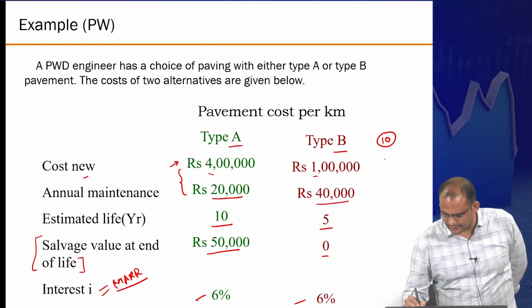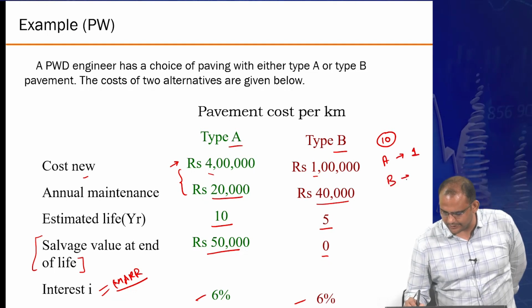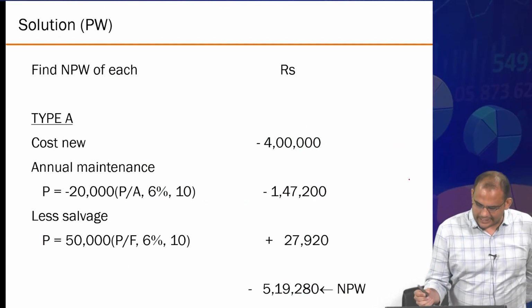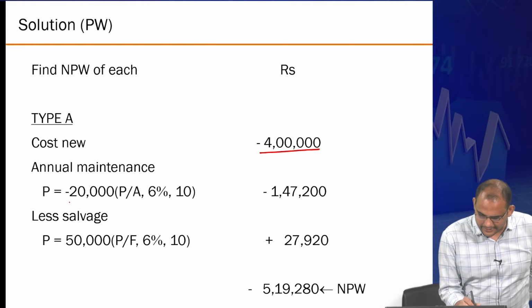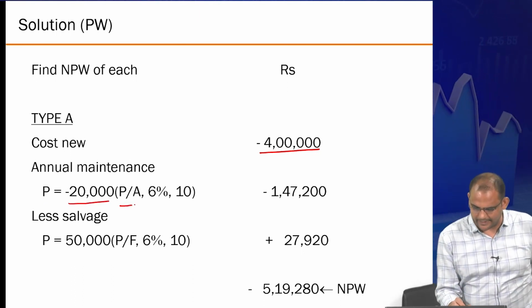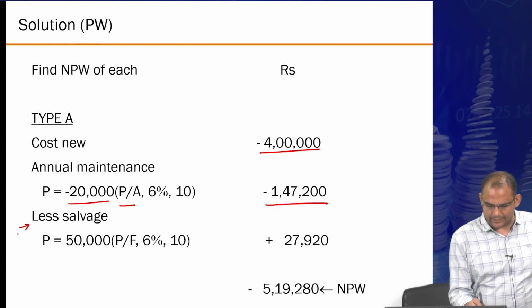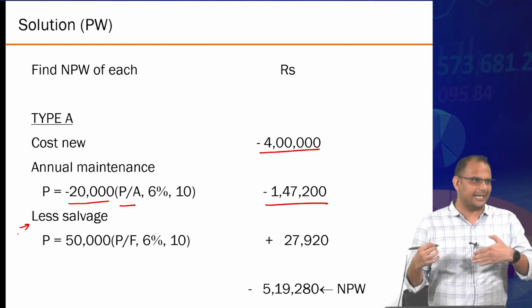10 years. So for project A, you just need to consider 1 cycle. For project B, you need to consider 2 cycles, right? So for type A, the cost of new is minus 4 lakh. The annual maintenance of 20,000, you convert it to present worth using the P by A factor. That comes out to be this value. And then the salvage value, which occurs at the end of 10 years. It's a positive value because you are getting it back.